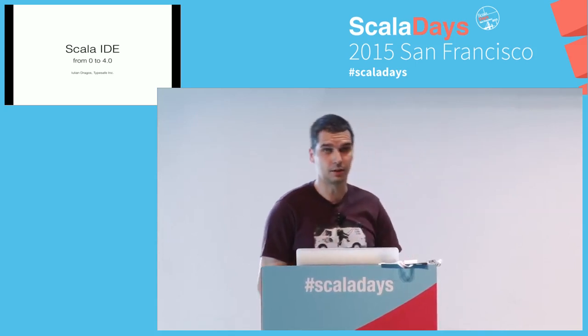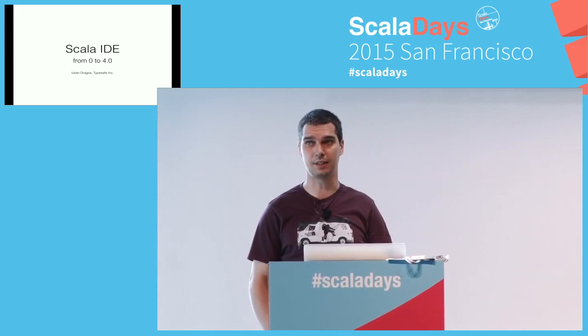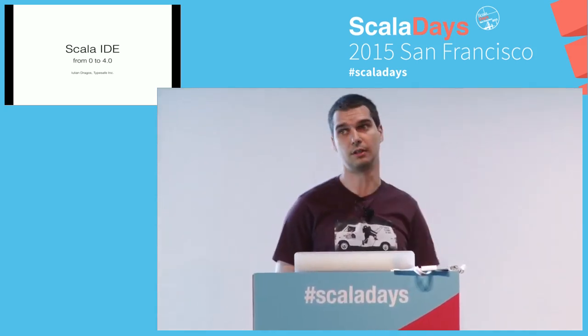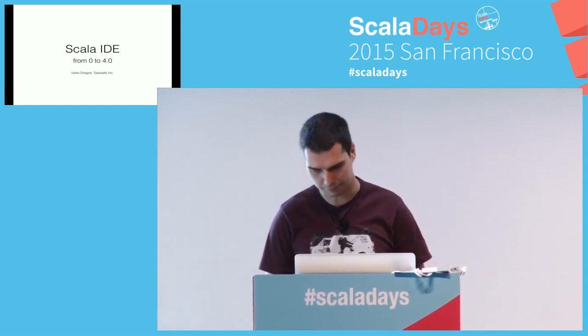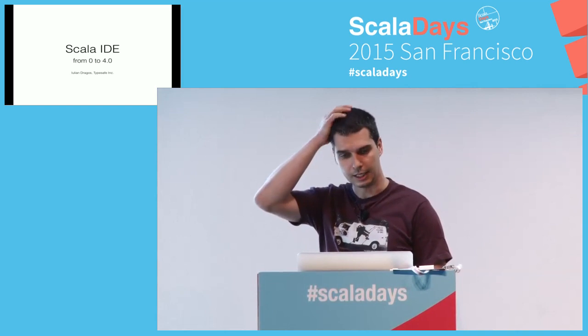So my name is Iulian Dragos. I work for TypeSafe. I've been working at TypeSafe since 2011, basically from the beginning, and mostly on the Scala IDE for Eclipse. I've done some other work, and before that I worked on the Scala compiler during my PhD.